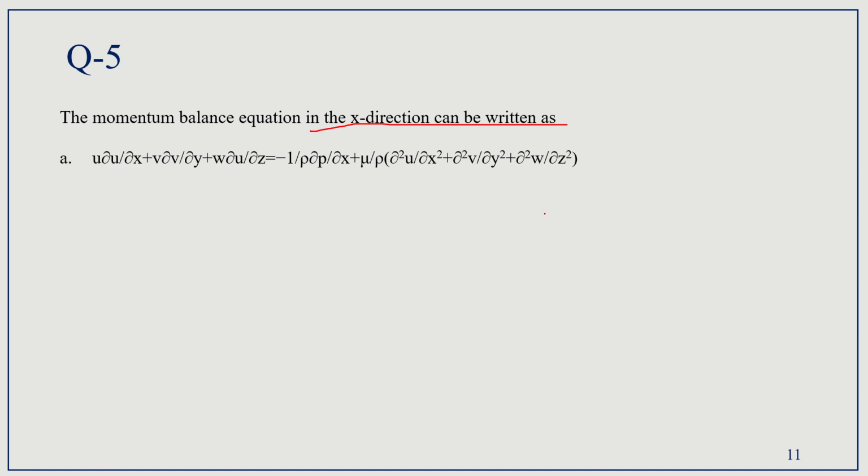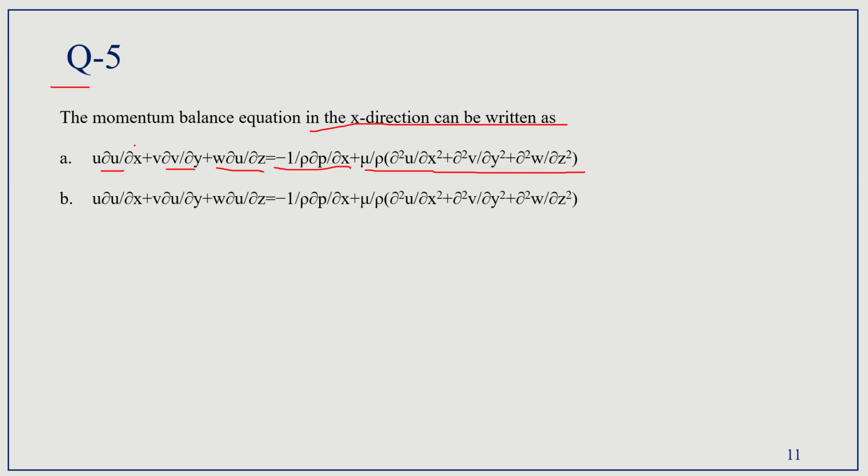So the first option, option A, is u times dou u by dou x plus v times dou v by dou y plus w times dou u by dou z is equal to minus 1 by rho dou p by dou x plus mu by rho times dou square u by dou x square plus dou square v by dou y square plus dou square w by dou z square. Option B is u times dou u by dou x plus v times dou u by dou y plus w times dou u by dou z is equal to minus 1 by rho dou p by dou x plus mu by rho times dou square u by dou x square plus dou square v by dou y square plus dou square w by dou z square.